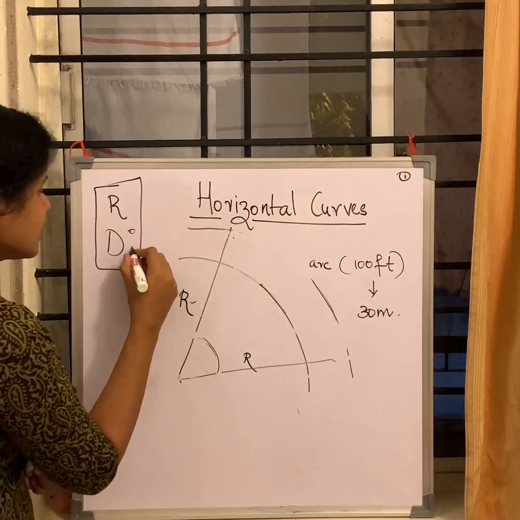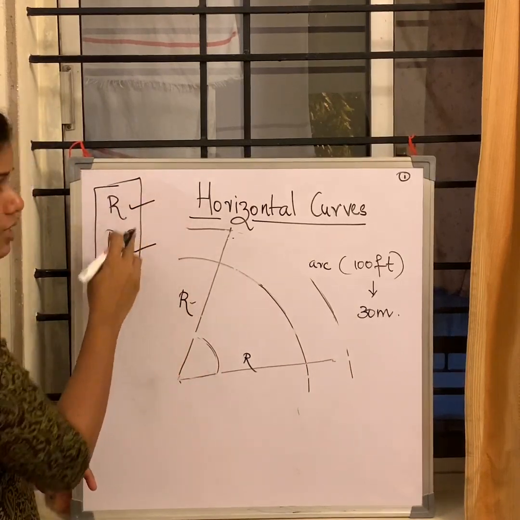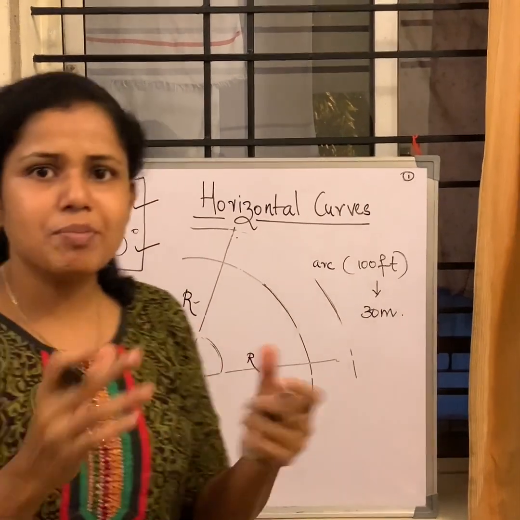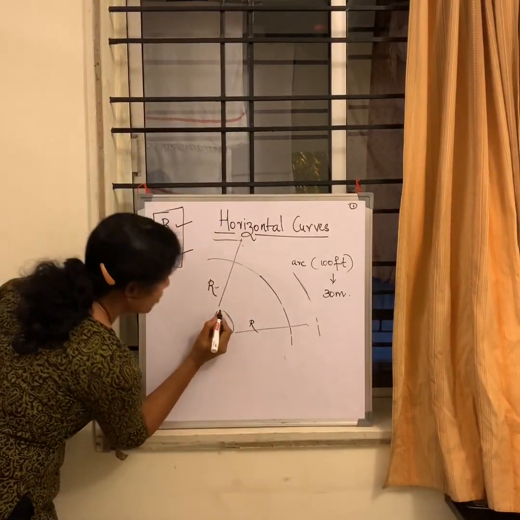So one can designate a curve either in terms of its radius or in terms of the angle, which is called the degree of curve. Now, can we make a relation between them? Yes, it is possible. Let's understand the basic thing.